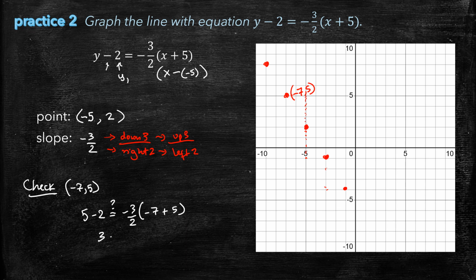This is 3 on the left-hand side and the right-hand side. -7 plus 5 is -2. The 2's cancel and the negative times negative is positive. Yes, it works. We know that we have graphed it accurately. And like I said, you could just put a line through here to confirm that we graphed the equation correctly.